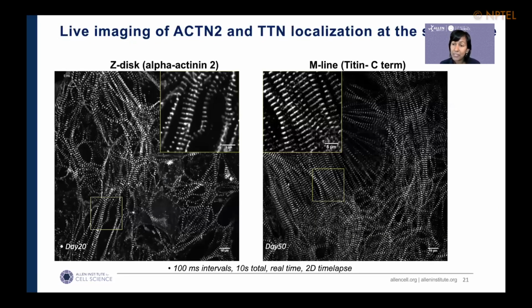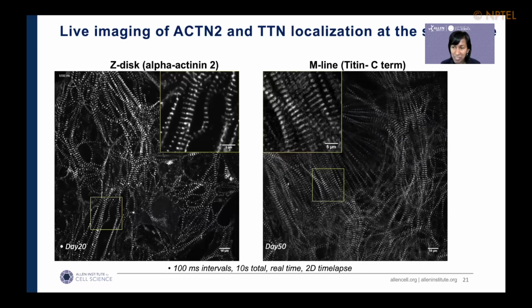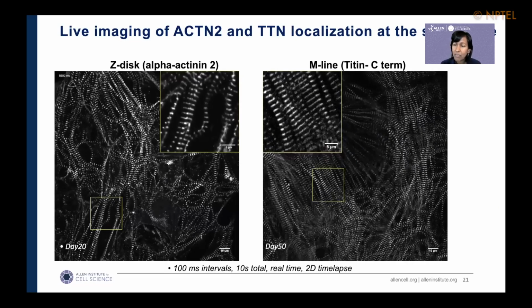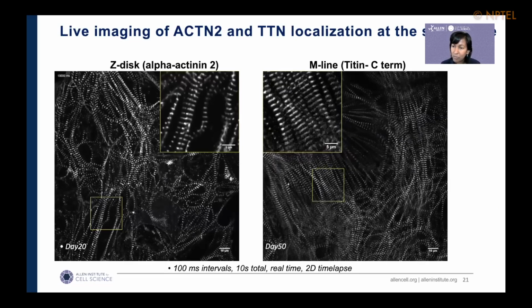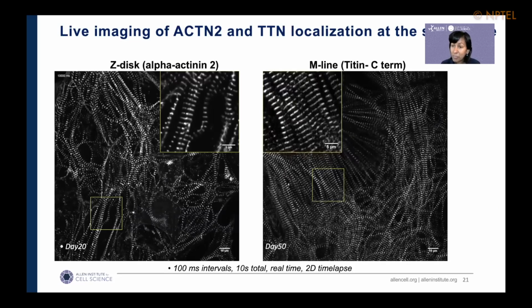So I'll show you two examples where we have tagged, again, the white is the fluorescence of the sarcomere. On the left is a Z disc, which is one component of the sarcomere. And on the right is titin, which is another component of the sarcomere. And these are aged cardiomyocytes on the right, day 50. So again, the point is to show that these cardiomyocytes are beating, which makes imaging a bit challenging. But you can see how regular these white patterns are, the railroad-like patterns, which is a classic feature of the sarcomere because it's a repeating unit of the muscle fiber.